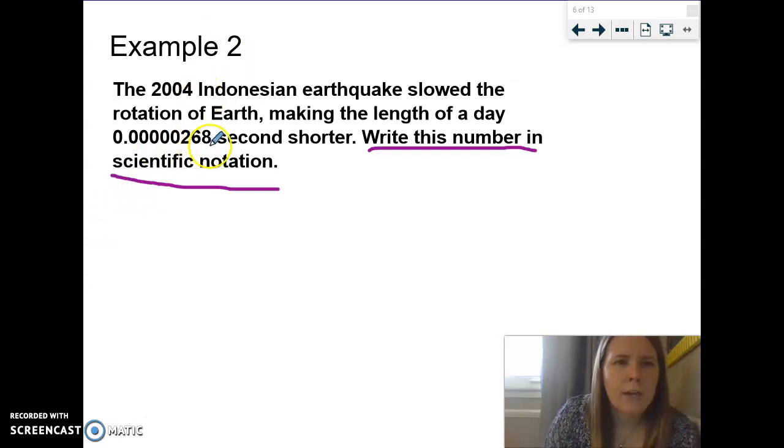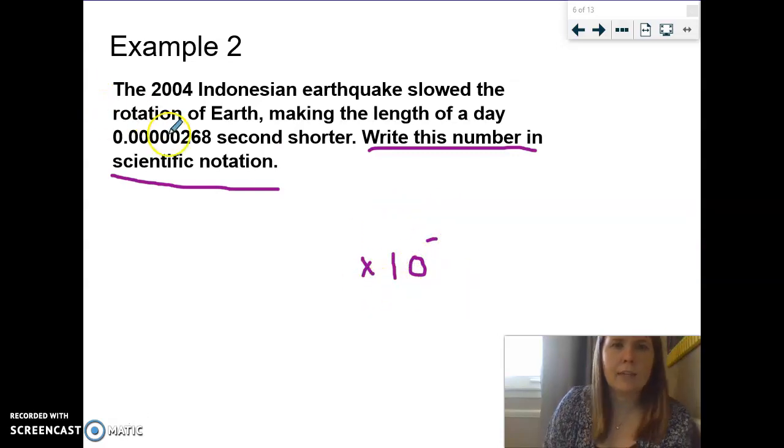All right, so we have a really small number. So when I set up my scientific notation, that means I'm going to have some integer, okay? And I'm going to have it multiplied by 10 to a negative power. I don't even know what that negative power is yet, but I'm setting it up because it's a decimal, so I know it's going to be negative. So then I'm going to start moving my decimal over, and I want to figure out where I'm going to put it first. Let's see.